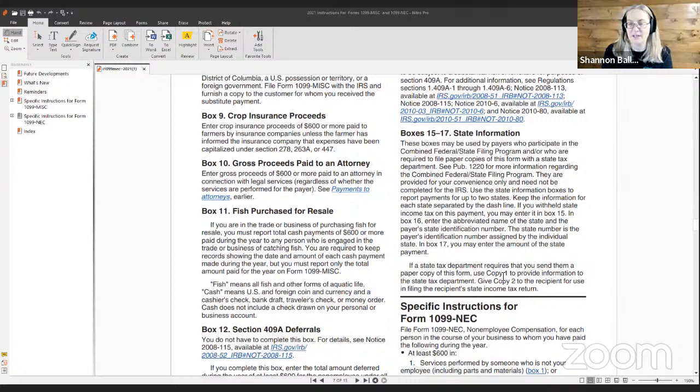If you withheld state income tax on this payment, you may enter it in box 15. In box 16, enter the abbreviated name of the state and the payer's state identification number. This is the payer's identification number assigned by the individual state. In box 17, you may enter the amount of the state payment. If a state tax department requires that you send them a paper copy of the form, use Copy 1 to provide information to the state tax department. Give Copy 2 to the recipient for use in filing the recipient's state income tax return.